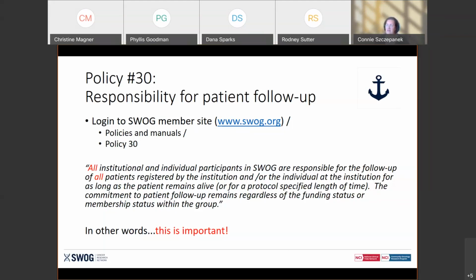The commitment to patient follow-up remains regardless of the funding status or membership status within the group. And we're seeing some of those changes now, whereas there are hospital mergers, system mergers, things you can't control. There are staff changes, there are realignments of affiliation status. It doesn't really matter in a way, although it makes life much harder when those things happen. But in other words, this is important. And once a patient's on study, we committed to them that we would follow them until the study was over. Next slide, please.